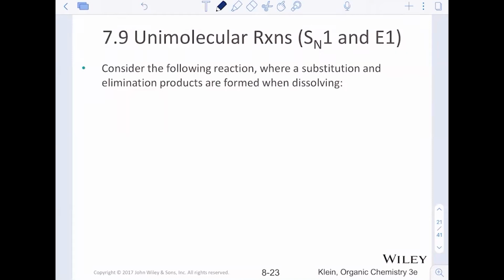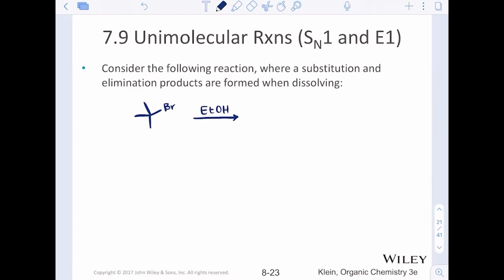The last set of reactions that we have are the SN1 and the E1 reactions. Now, let's consider this reaction right here. Tert-butyl bromide with ethanol. That ethanol not only is our nucleophile, our base, but it's also our solvent.